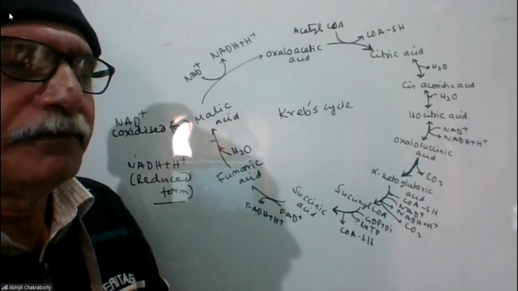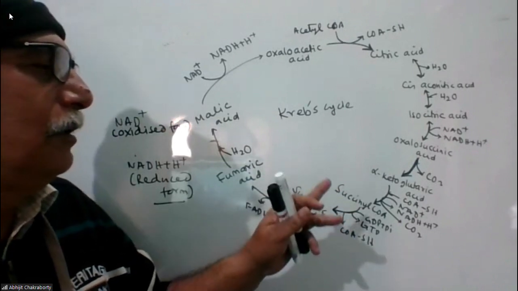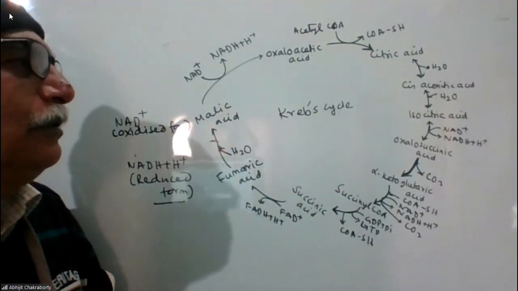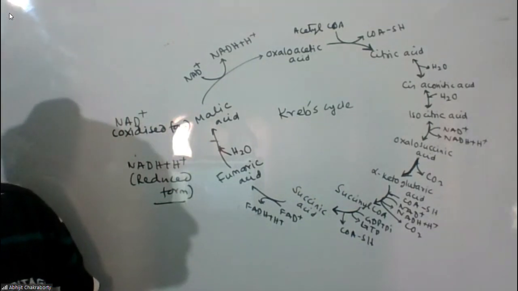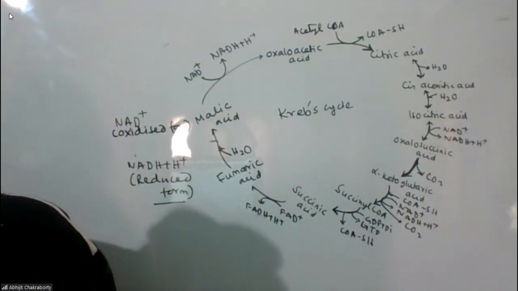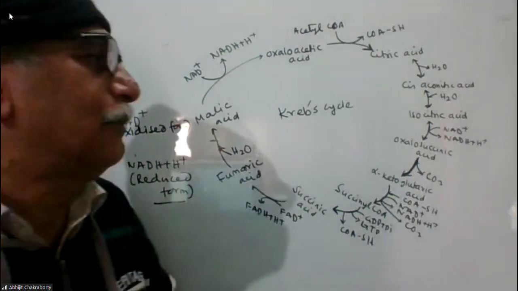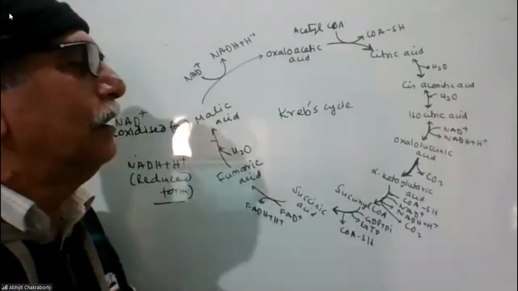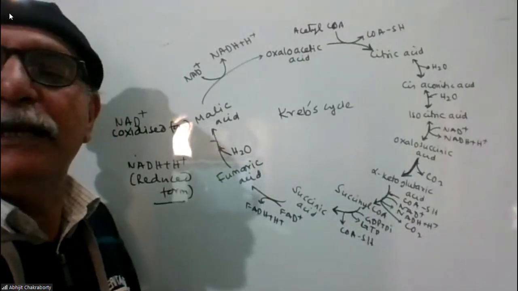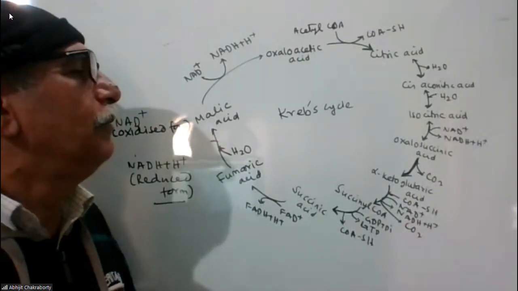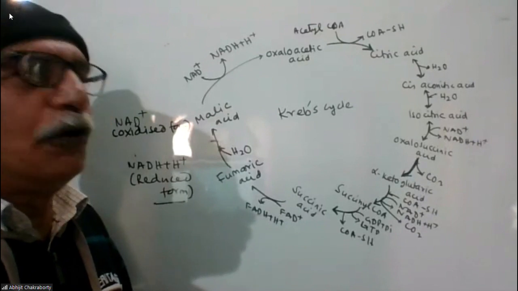Yes sir. Because you know, oxidation of reduced coenzyme takes place in the presence of oxygen only. Remember this thing. In the electron transport chain, in the presence of oxygen, the oxidation of this reduced coenzyme takes place. So if oxygen is available, then no problem.